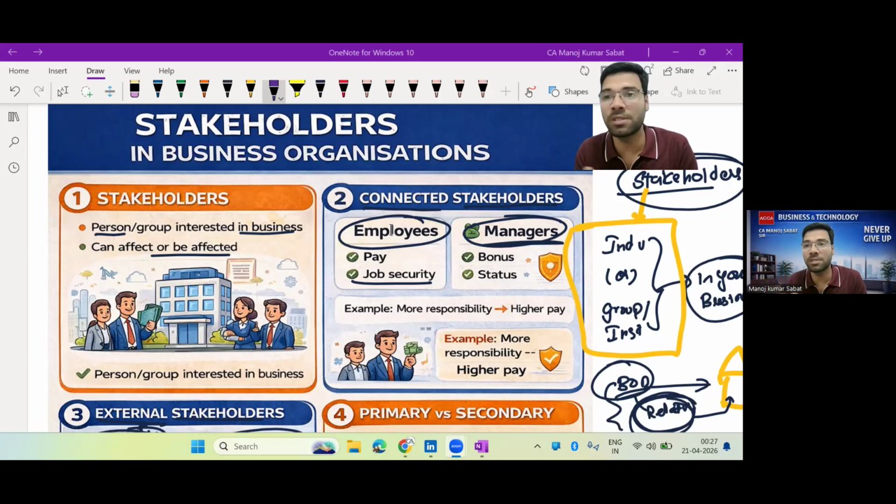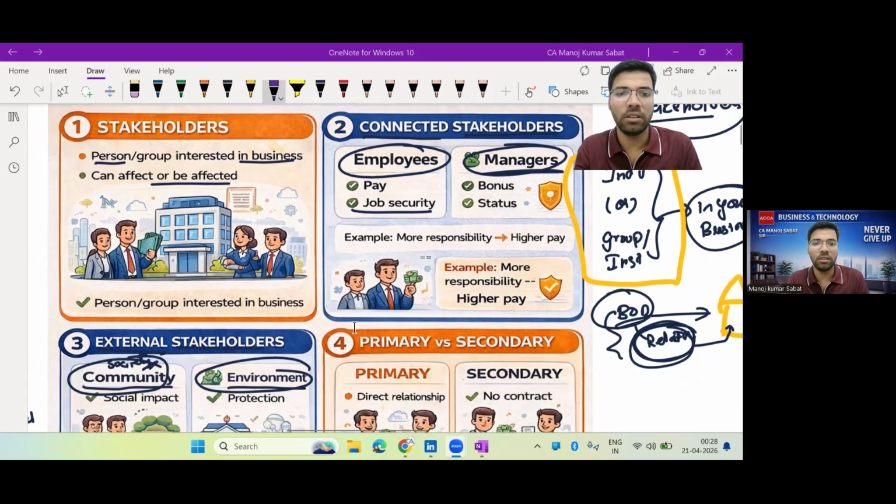But some stakeholders will not have any financial interest. Some persons or groups will have only non-financial interest, like the general public at large. They do not have any financial interest in the business, but they can influence the decisions of the organization. Correct? Next, we are going to discuss all the stakeholders. Interested means those persons who can influence the decision making of the business organization; they are called stakeholders.